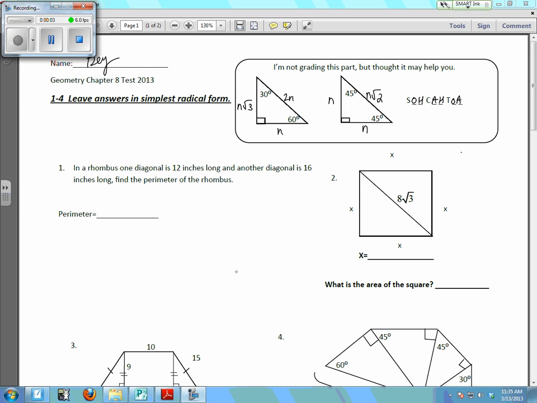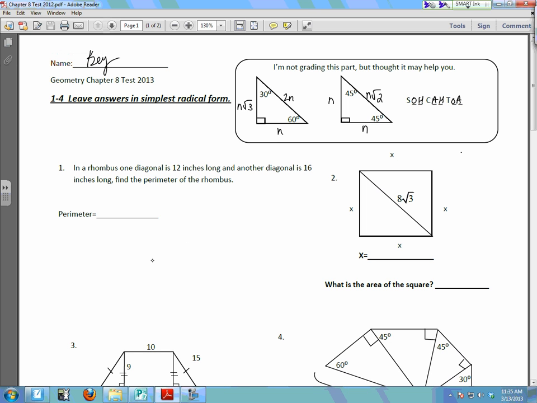Chapter 8 test. Number 1, what you need to do is draw a rhombus, which looks like that. We know the diagonals of a rhombus are perpendicular and they bisect each other. So you've got a right angle right here. If they bisect each other, one diagonal is 12, so half of it has to be 6. The other diagonal is 16, so half of it has to be 8.